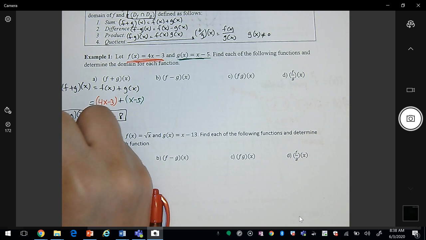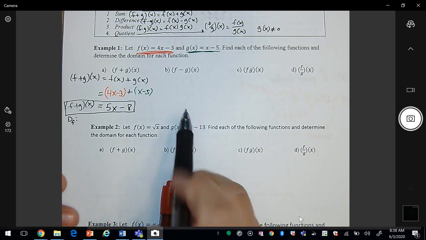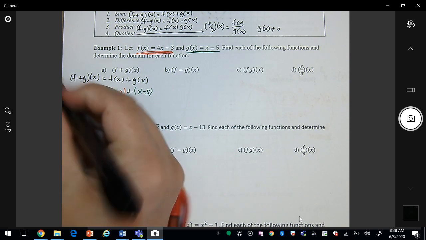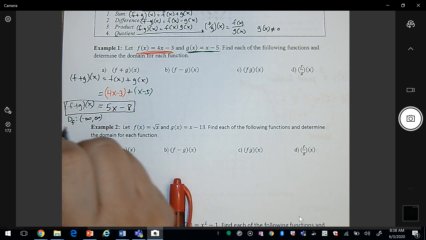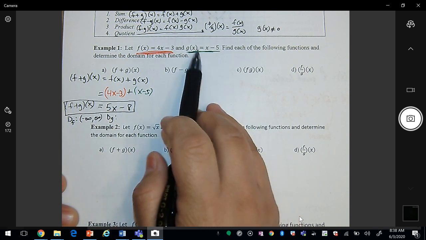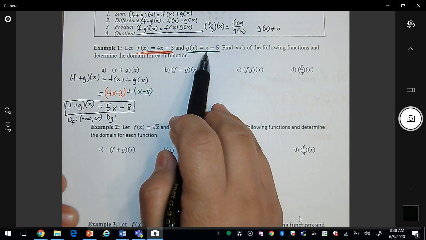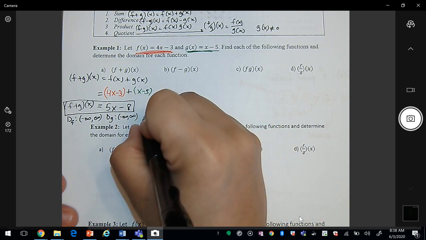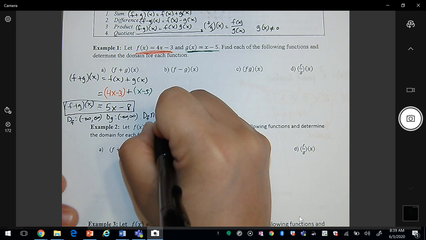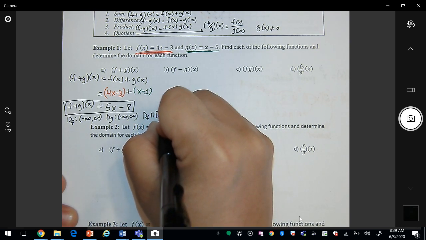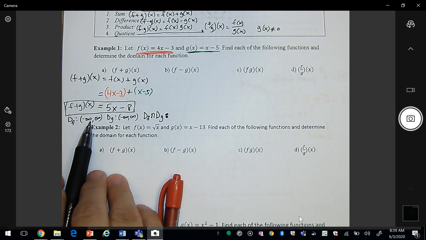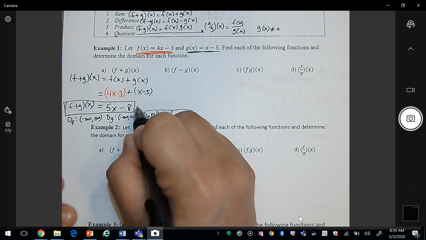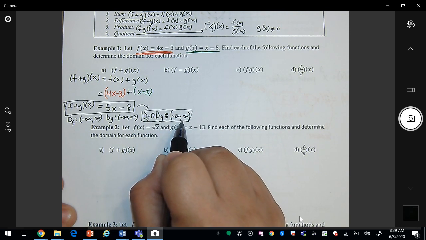So notice here the domain of f. Here's my function f. Since it's a line, there's no fractions, there's no square roots, so the domain will be negative infinity to positive infinity. And then the domain of g, again, there's no fractions or square roots or logarithms. It's a line, so the domain would be negative infinity to positive infinity. So the intersection of these two domains, basically what does this have in common with this? And they have everything in common. So the domain of this function here is negative infinity to positive infinity.